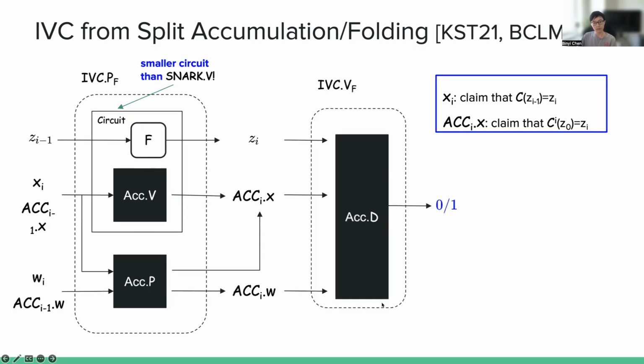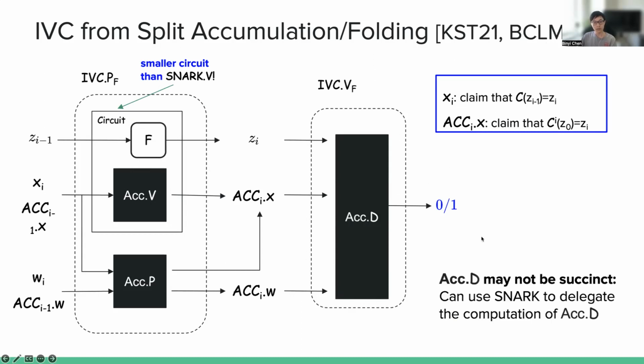Because this is not the main topic of our paper, and it's already done by Nova and BCLMS, I won't talk too much. But I want to mention one small thing: in the IVC verifier, we will run the final decider, which is not necessarily succinct. So the complexity might be linear in the size of the circuit. That means we can never guarantee that the IVC verifier is constant size. But this is fine usually because we can delegate the computation of the decider to the prover as well and add another SNARK on top of it. And the verification will still be succinct. And this is also mentioned in the Nova paper.